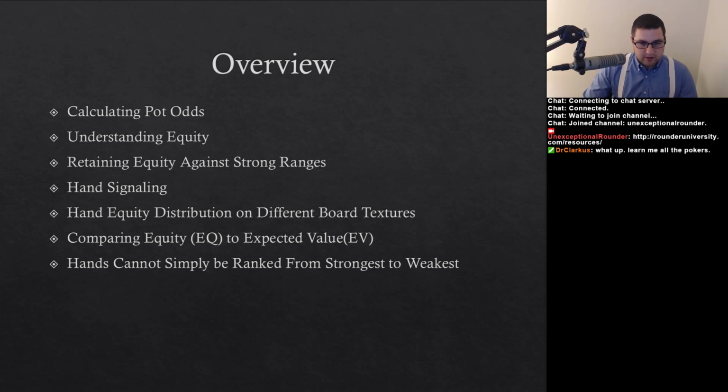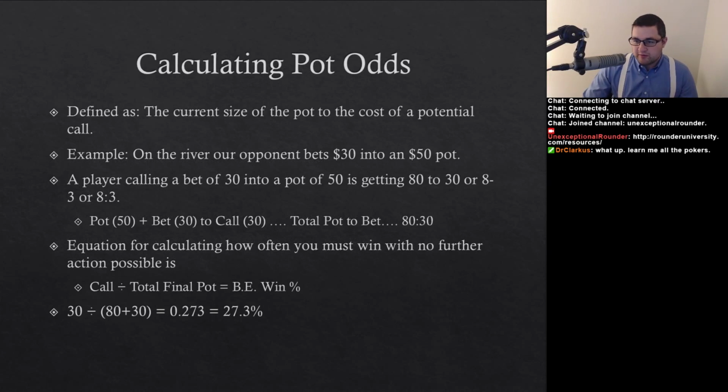Let's get into pot odds. I've already done quite a few videos on pot odds on my YouTube channel, so this should be just a quick recap. Pot odds are defined as the current size of the pot to the cost of a potential call. In this example, we're on the river. Our opponent bets $30 into a $50 pot. So a player calling a bet of 30 into a pot of 50 is getting 80 to 30, or 8 to 3 odds. That's the bet, 30, plus the pot, which is 50, compared to the call amount, which is 30, or the total pot to the bet, 80 to 30.